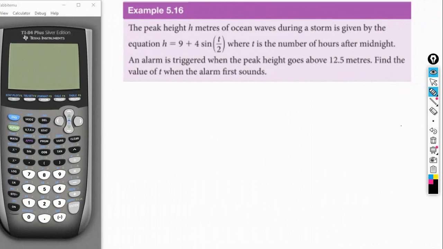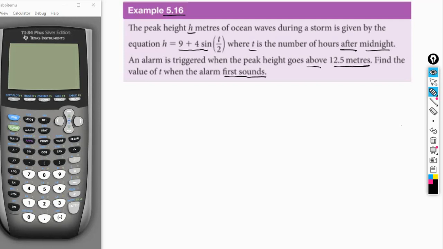So now let's continue with example 5.16. It says, the peak height h meters of ocean waves during a storm is given by the equation h equals 9 plus 4 times sine of t halves, where t is the number of hours after midnight. An alarm is triggered when the peak height goes above 12.5 meters. Find the value of t when the alarm first sounds.